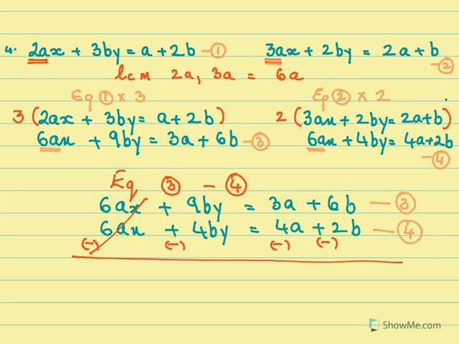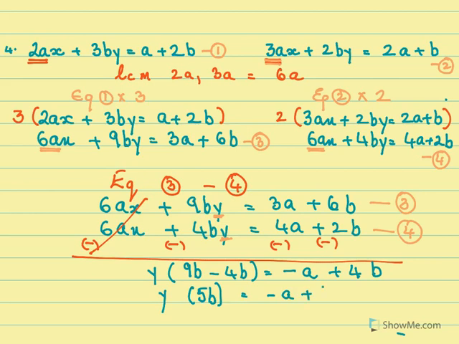I'll cancel this out. I take now common out. This y has to be taken common out. And I'll write only the coefficients, that is 9b minus 4b. 3a minus 4a is minus a. 6b plus 2 minus 2b is plus 4b. So y, 9b minus 4b is 5b. And this is minus a plus 4b. So the y will be equal to 4b minus a over 5b. Now to find x, I need to substitute the value of y.